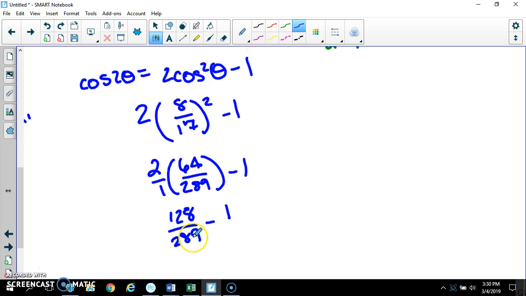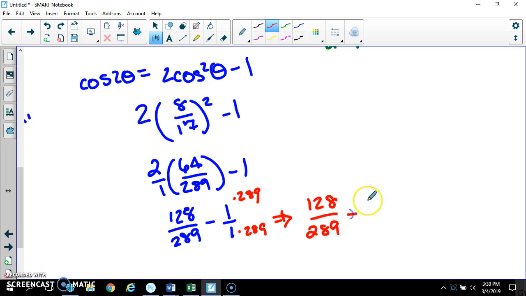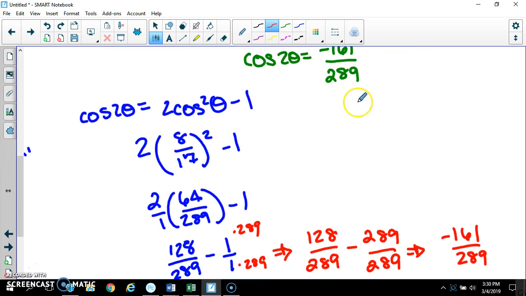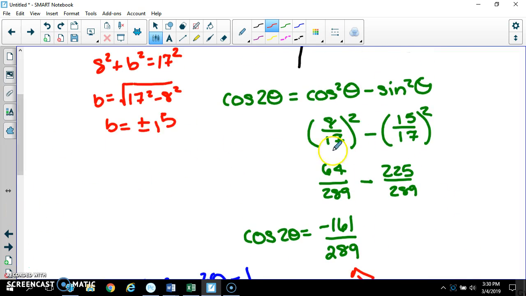Well, if I'm subtracting fractions, I have to have a common denominator, so I'm going to put this over 1. And we're going to multiply by 289 to both top and bottom to get a common denominator. So really I have 128 over 289 minus 289 over 289. Once I put that in my calculator, 128 minus 289, I get negative 161 over 289. So you see I get the exact same answer, negative 161 over 289, for both of these, right? But one of these ways is way easier than the other. This one, because it's already going to give me a common denominator.